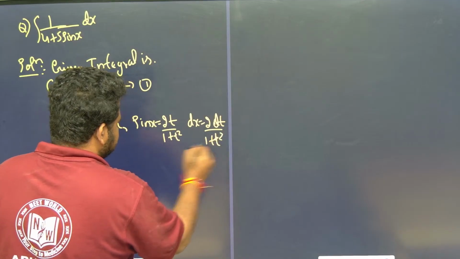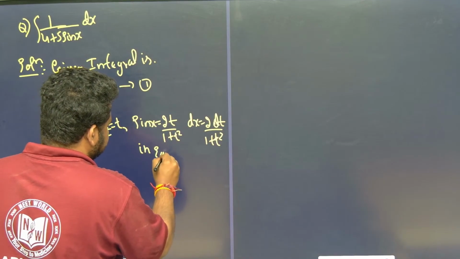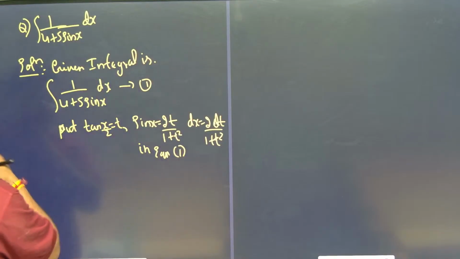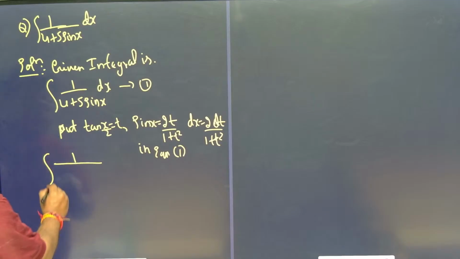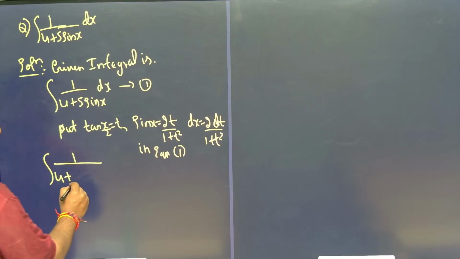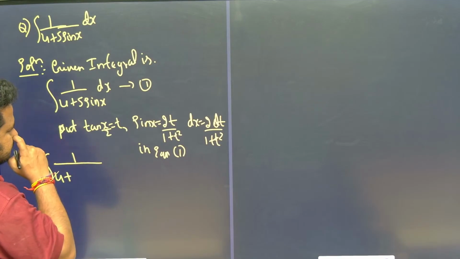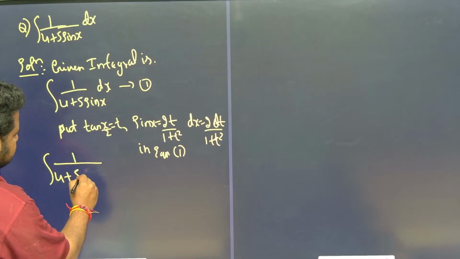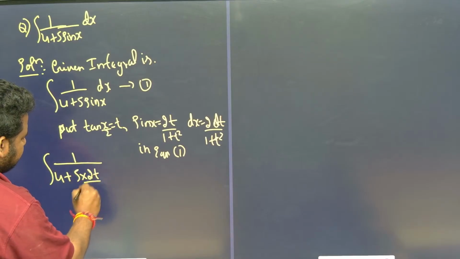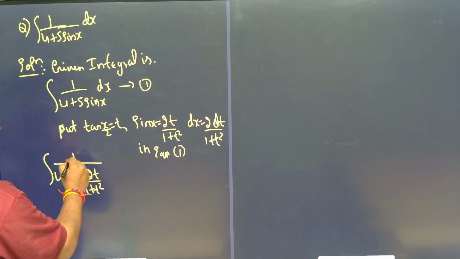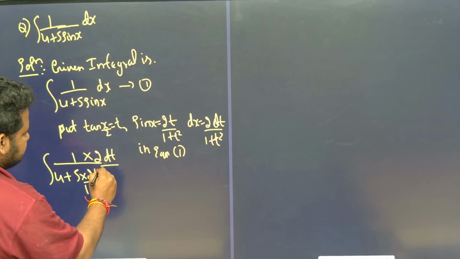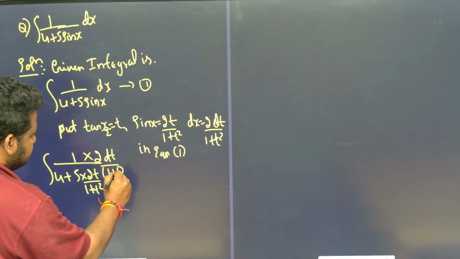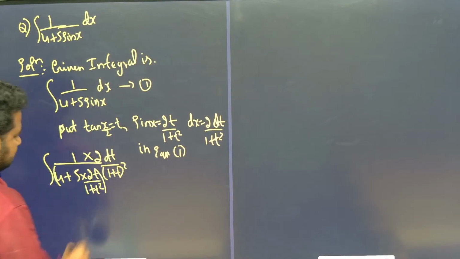Okay, so in equation 1, this will become the integral of 1 by 4 plus 5 sin x. Sin x will become 5 into 2t by 1 plus t square. dx is nothing but 2 dt by 1 plus t square, all divided by the entire thing within the bracket, 1 plus t square.